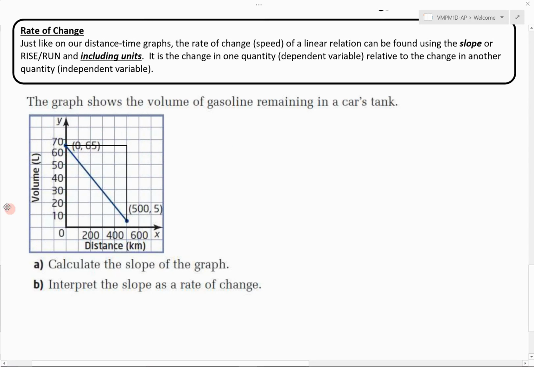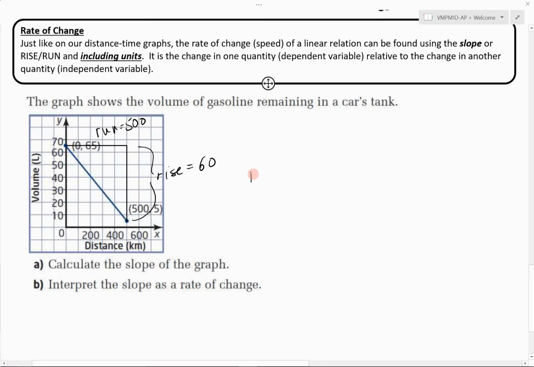Okay, and I'm interested in finding my rise. So my rise goes from 5 to 65. So this rise here is 60 units. And my run on my x-axis is 5 grid squares, but you can't just say 5. You have to look at the x value. So I go from 0 all the way to 500. So my run is going to be 500.